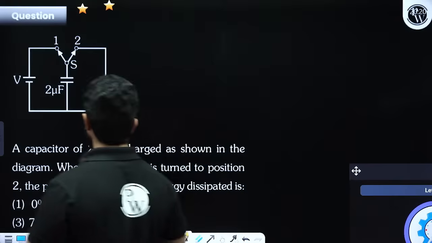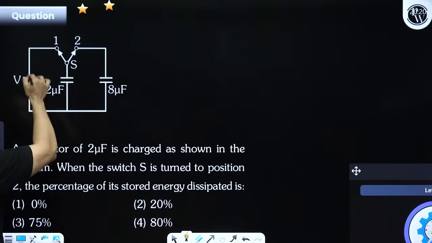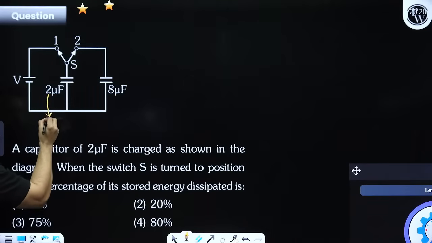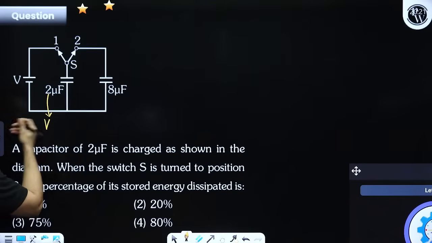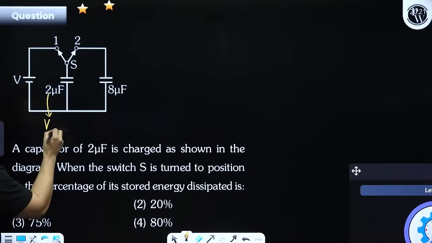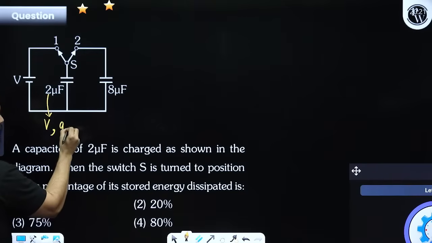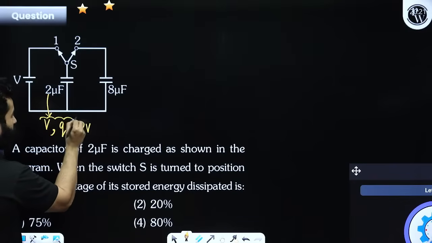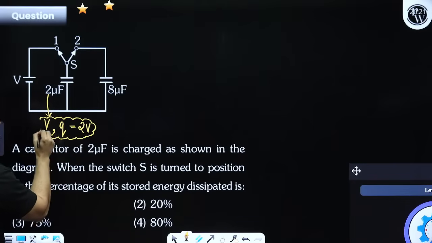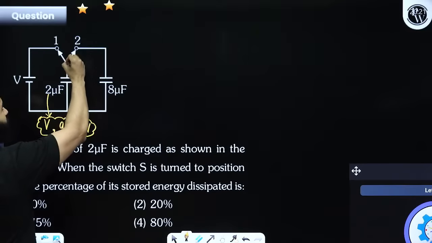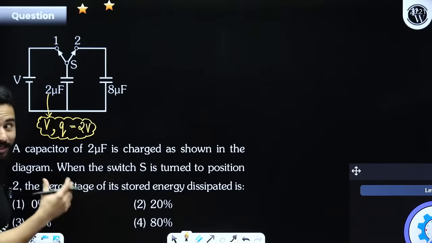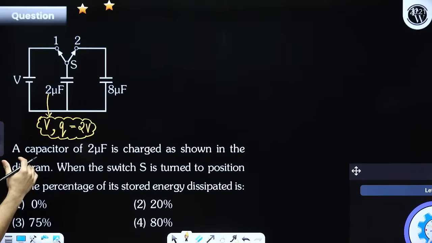When you connect this capacitor with this battery, it will get a potential of V, and a charge of CV, that means 2 into V. This is the initial condition. After getting charged, now we are connecting it with the second one. When you connect it with the second one, there will be some energy loss.